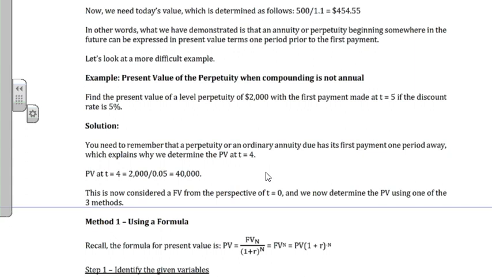And the question says, find the present value of a perpetuity of $2,000. But remember, guys, look at the question carefully. The first payment is made at time period 5. The interest rate is 5%. Let's look at the numbers over here. So what do we know? We know that the first payment is made, and it doesn't tell me anything about being an annuity due, or any of the payments being made at the beginning of the period.